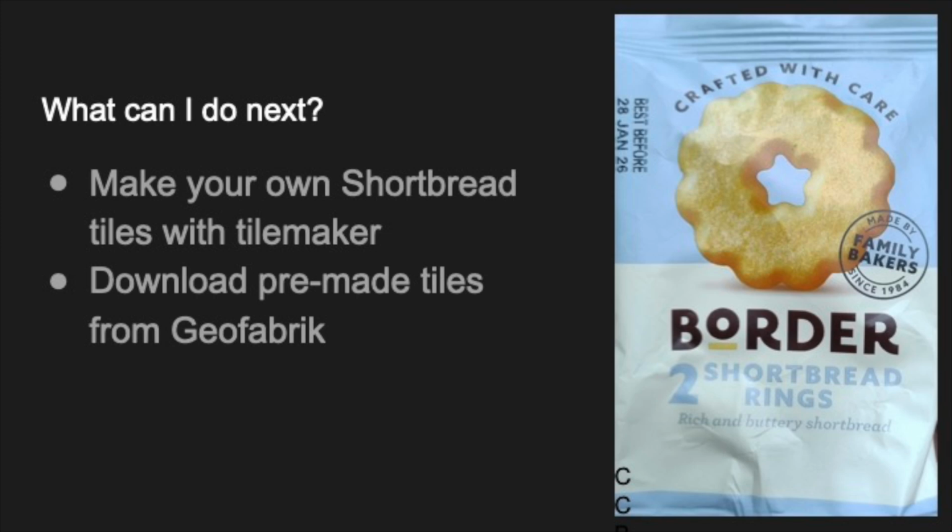So what can you do next? You could make your own shortbread tiles with TileMaker. There's a good example in the documentation of that. But because shortbread is a standard used by multiple people, you could also download pre-made tiles from GeoFabric. So if you decide that you like the OSMF vector tile service, but you need something that you're hosting yourself, maybe because you want to have an SLA, which as a free service we don't offer, or maybe you're behind a very restrictive firewall or an air-gapped network.